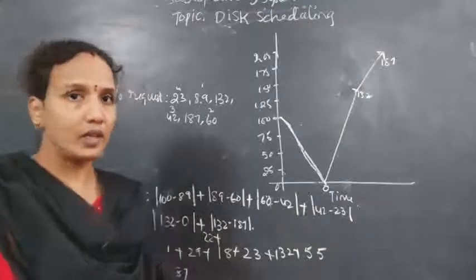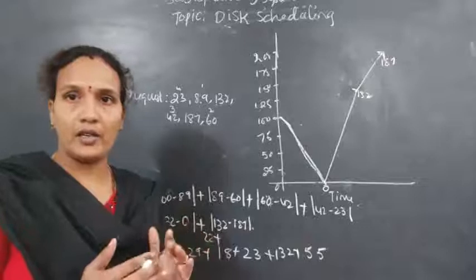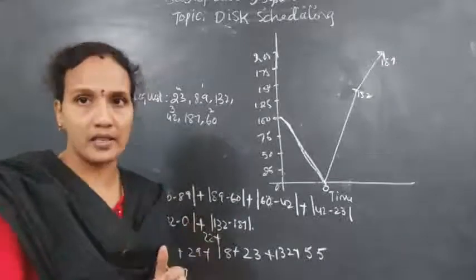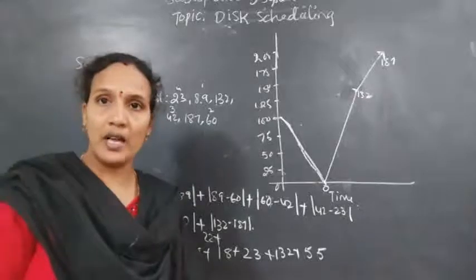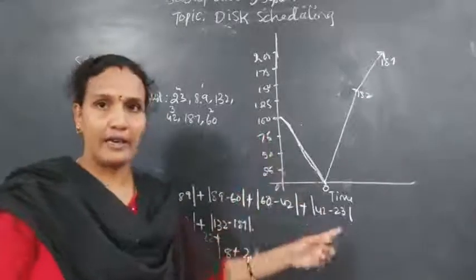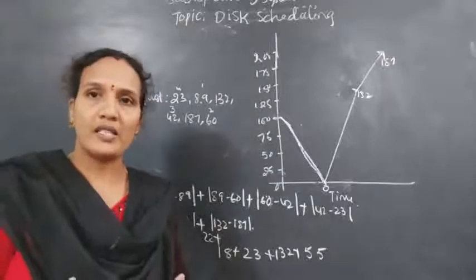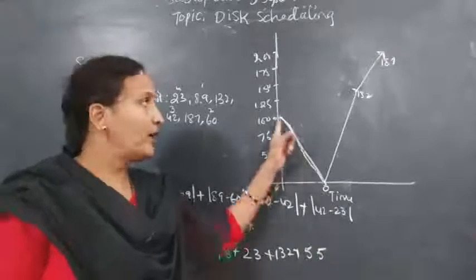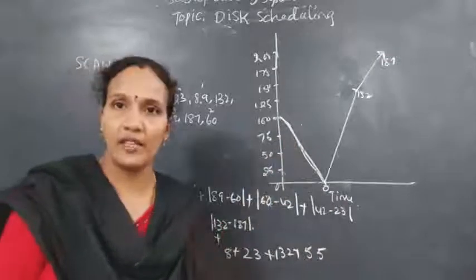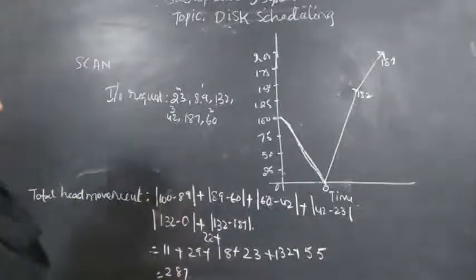Understood? SCAN scheduling will move from one end to another end. From the second end, it will move in the reverse direction. When it is moving in the reverse direction, whatever requests are there from one end to another end, all the requests are serviced. The best advantage is that a request very near to the current point will be serviced immediately. Clear? This is about SCAN scheduling.